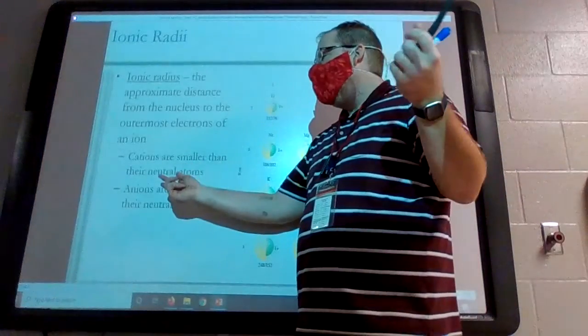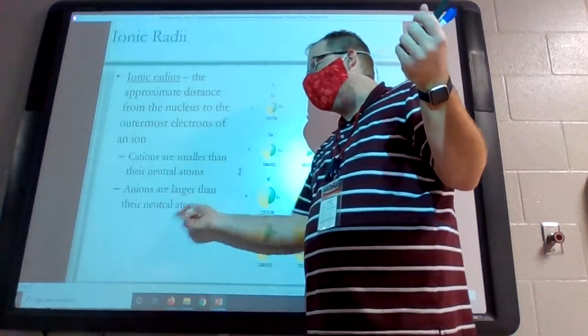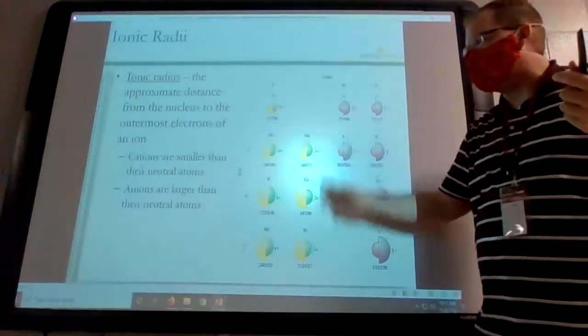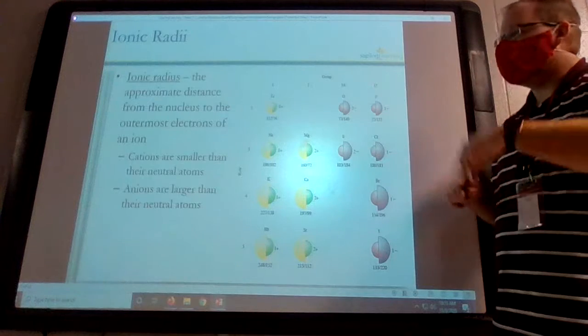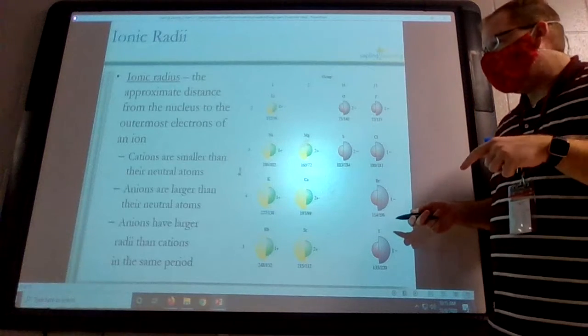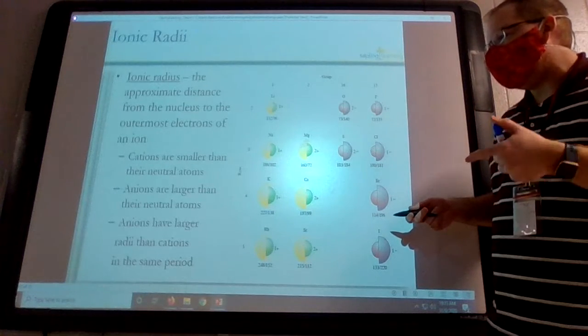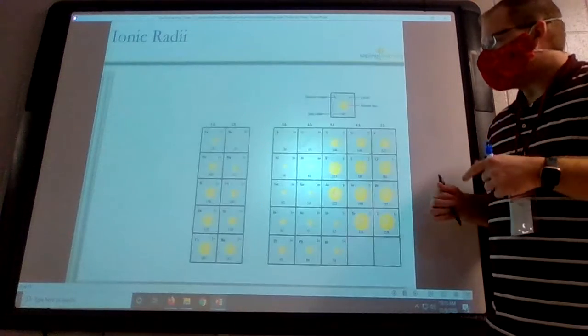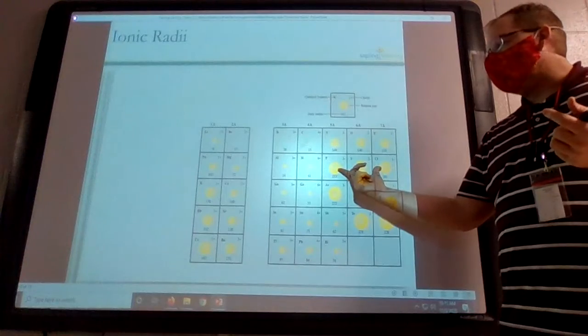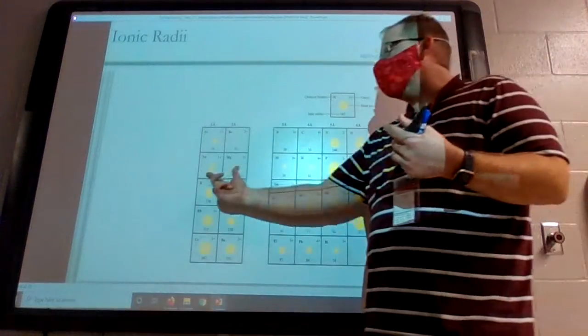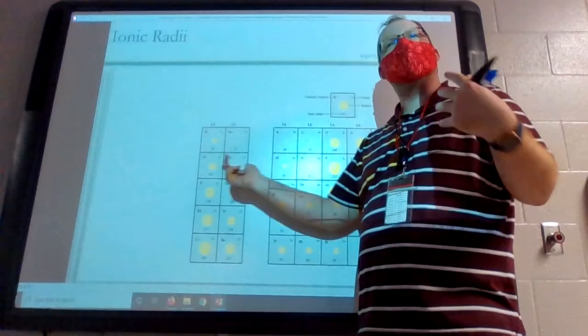Cations are smaller than their neutral atoms. Anions are larger than their neutral atoms. So we see that here. Cations are positive. They're going to be smaller. Anions are negative. They're going to be larger. Anions have a larger radius than cations in the same period. So these are your periods. Your anions that are negative are always going to be bigger than cations that are positive in that same group.